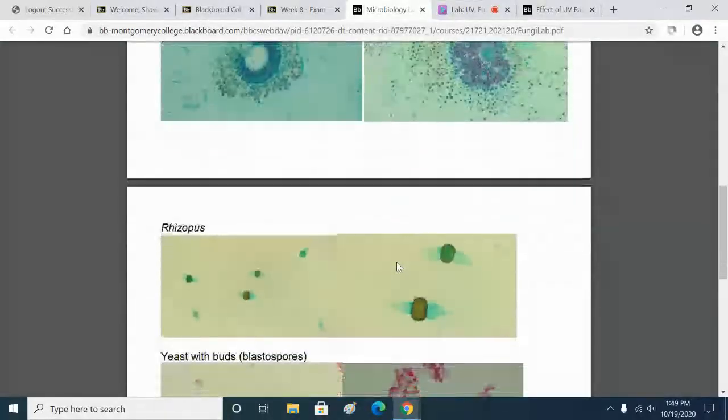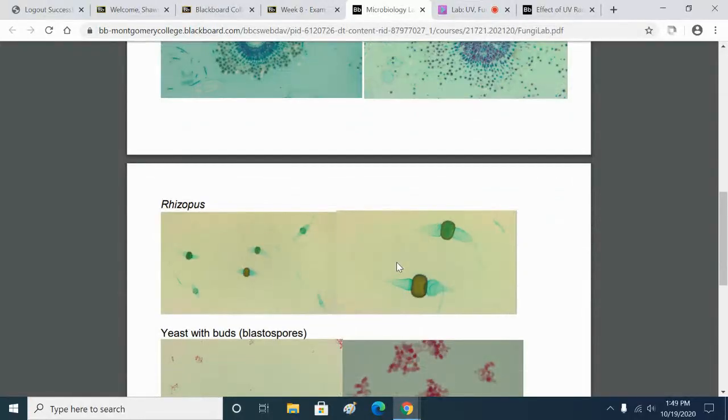When it comes to Rhizopus, this one here, we're looking at a zygote. And of course, we all remember what a zygote is, don't we? What's a zygote?